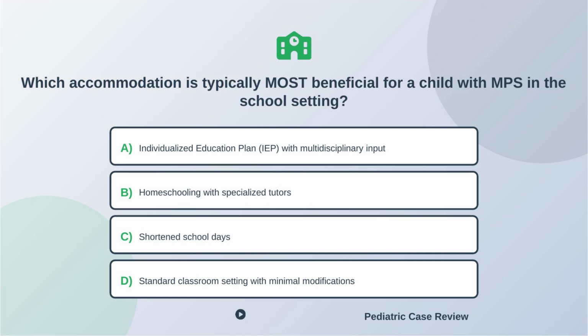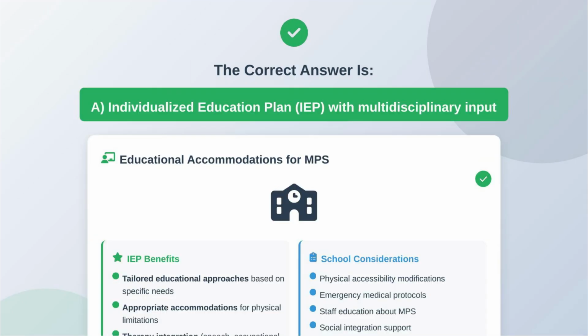Regarding school and community integration, which accommodation is typically most beneficial for a child with MPS in the school setting? A. Individualized education plan with multidisciplinary input. B. Homeschooling with specialized tutors. C. Shortened school days. Or D. Standard classroom setting with minimal modifications. The correct answer is A.